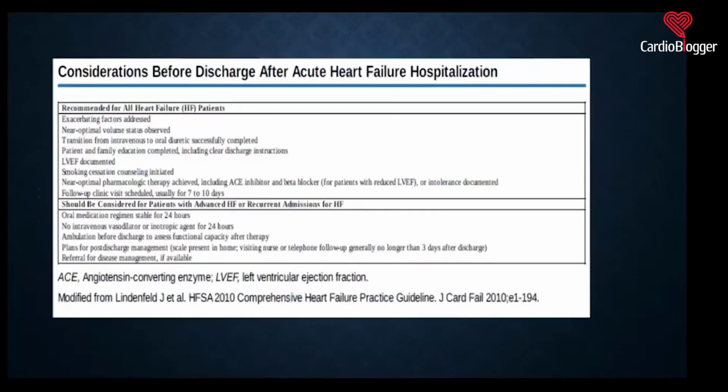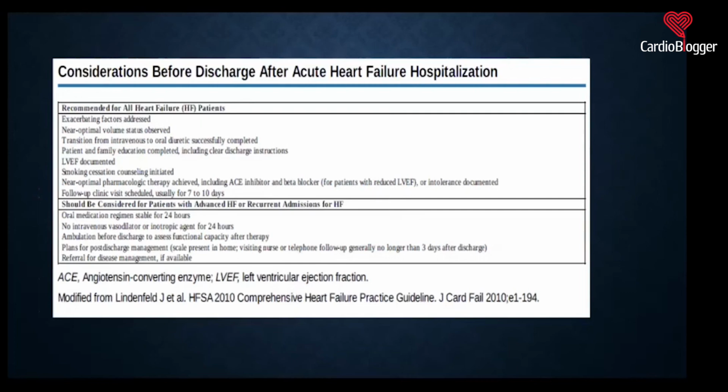Now, what is before discharge? What all we should see is that all the exacerbating factors are addressed, like the infection should be controlled, atrial fibrillation should be controlled, anemia should be corrected, thyroid issues should be corrected, and if any ischemia is there, it should be addressed. Optimal volume status should be observed.